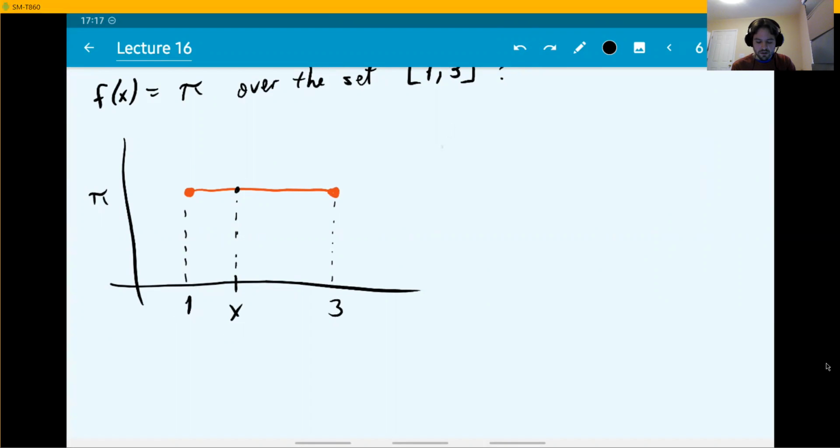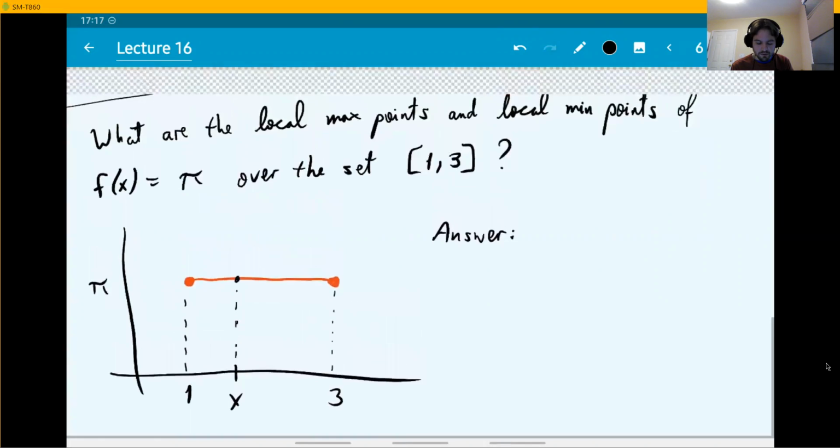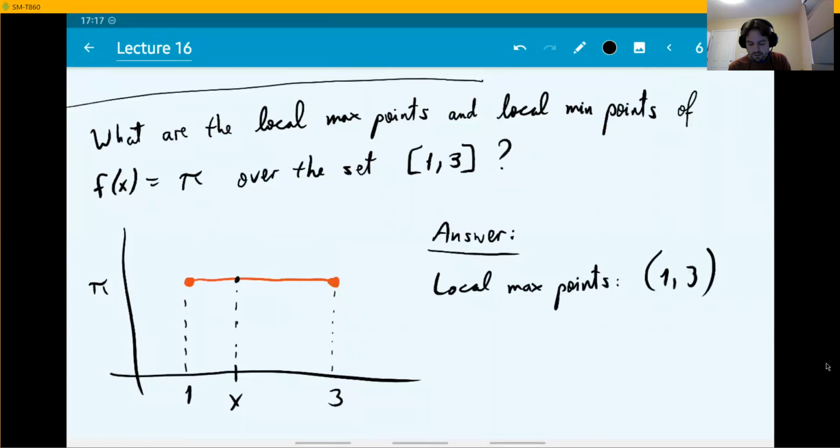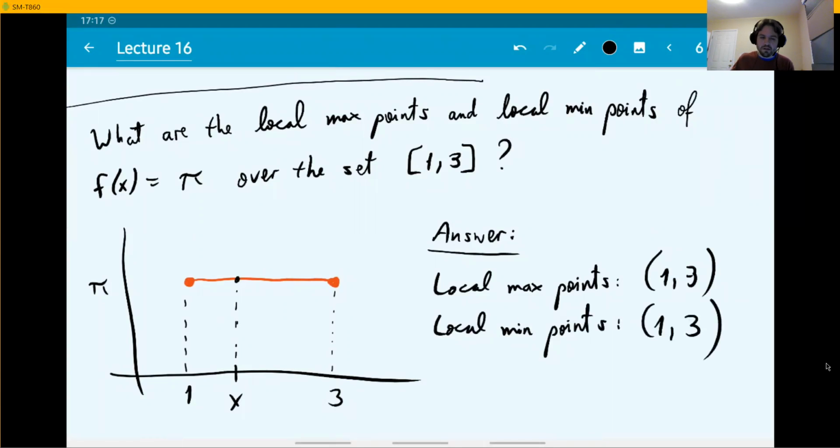So the answer here, the question was asking for what are the local max points and local min points, and they're both the same. The local max points are anything between 1 and 3. Similarly for the min points. We just exclude 1 and 3 because they are endpoints of the interval.